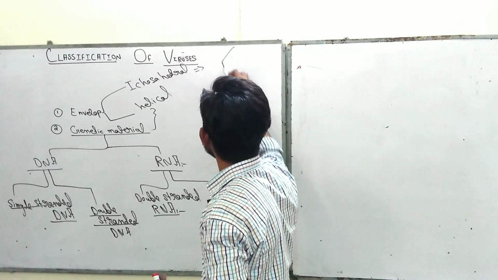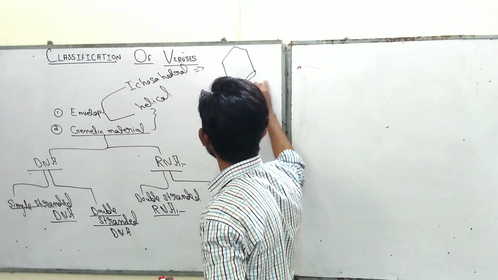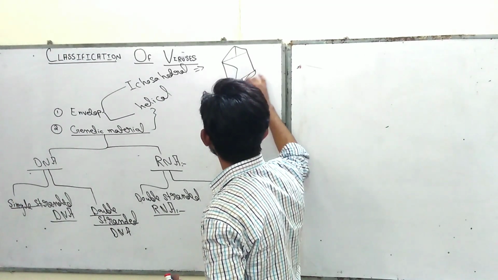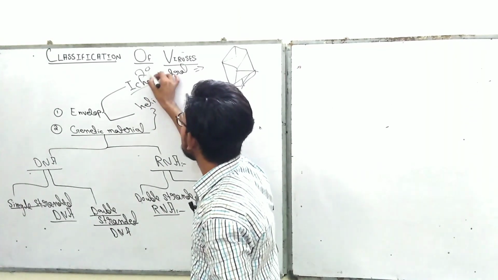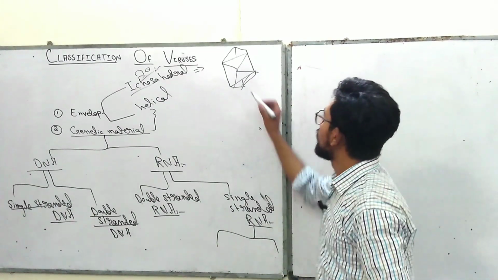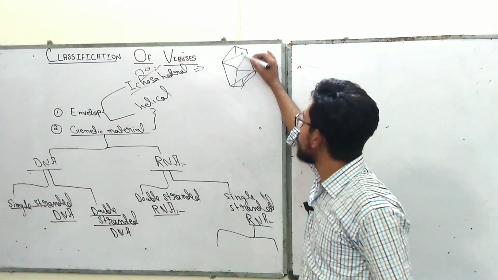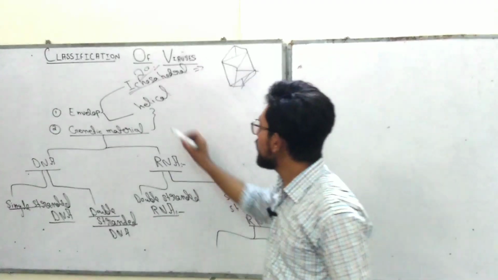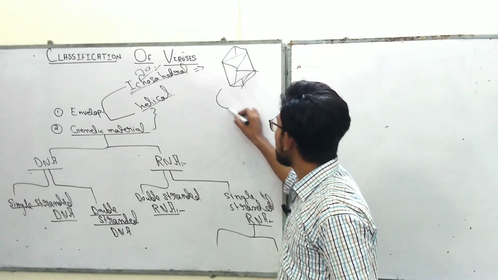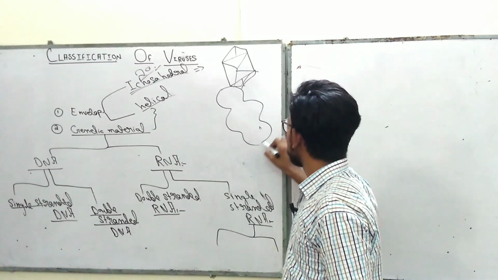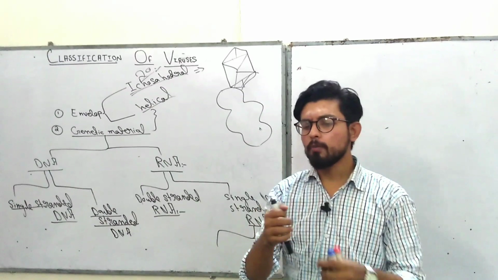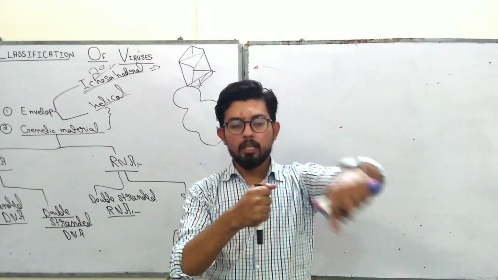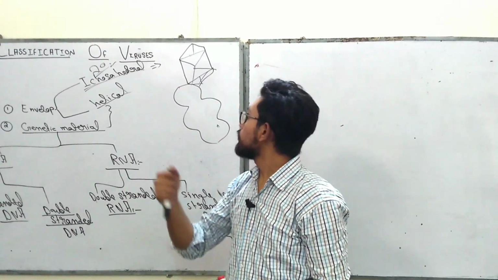So icosahedral means the viral envelope has 20 triangular shapes. Icosa means 20. So an envelope which has 20 triangles is called icosahedral. And what do you mean by helical? Helical means a simple helical envelope. What really happens is there is the genetic material, it is surrounded by the capsid, and on the outer side of the capsid what is found?